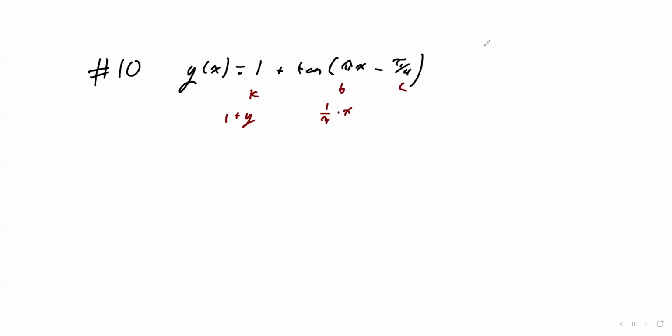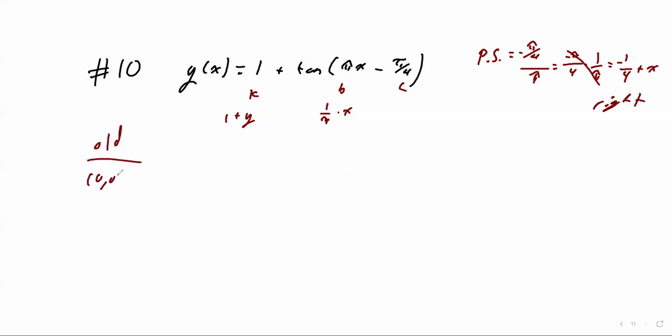This is my c, so my phase shift would be pi fourths, technically negative, divided by my pi. If you keep change flip, this will just give me -1/4. That I would need to add to my x, but remember this is to the right. All right, so old tangent would be 0, 0, pi halves, comma, undefined.